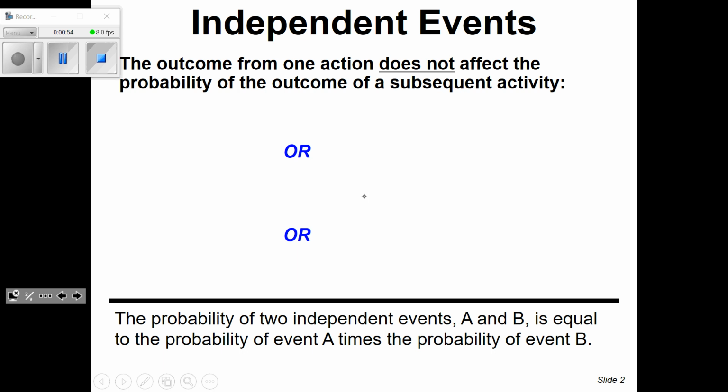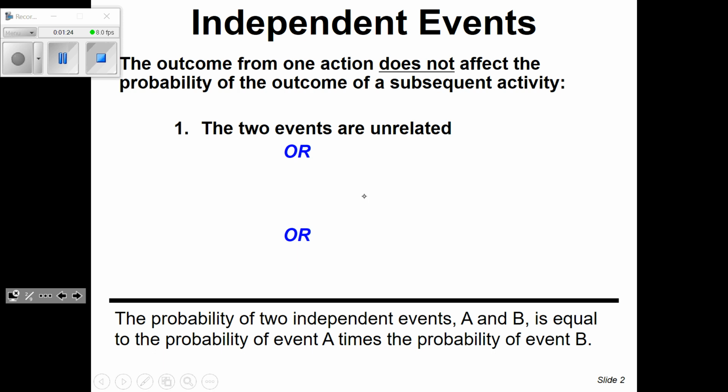So this is what you're going to write in the definition blank up there at the top for independent. So independent is the outcome from one action does not affect the probability or the outcome of some subsequent activity. So this means whatever happens first doesn't change anything about what's going to happen for your second event. Okay, and this could happen in three ways. So I think there's a list below, 1, 2, 3.